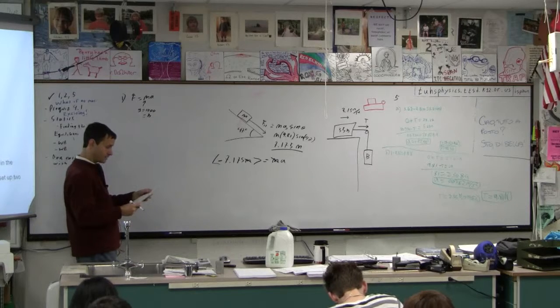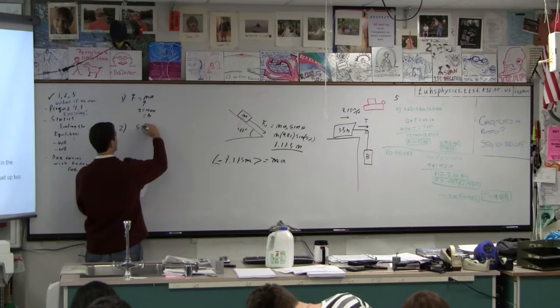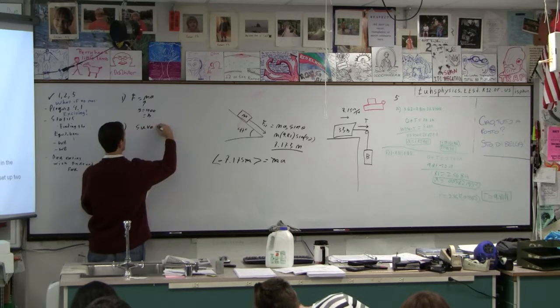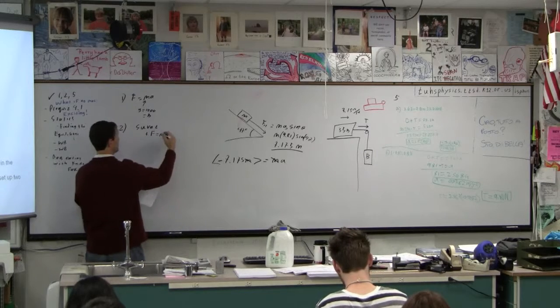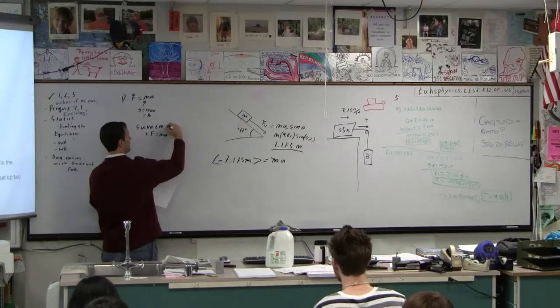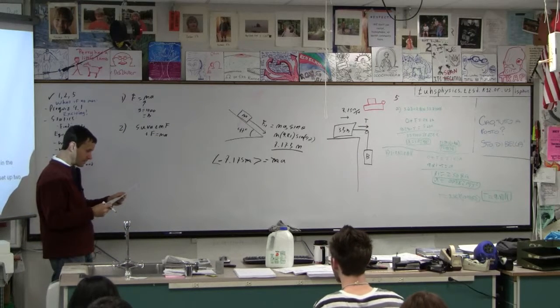Okay. 2 is always going to be SUVAT plus F equals ma, right? So you could just say it's SUVAT MF, right? Sounds a little dodgy, but there it is, right? Okay.